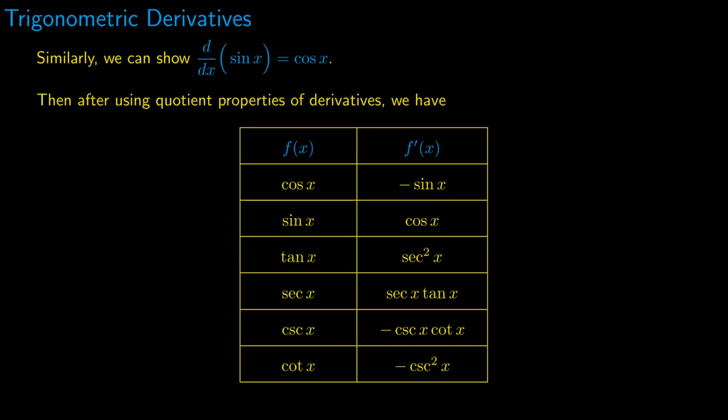And similarly, we can show that the derivative of sine x is equal to cosine x. And once we know the derivatives of sine and cosine, we can find the derivatives of all of the other trig functions using quotient properties of derivatives. And so, for example, the derivative of tangent x would be secant squared of x, or the derivative of secant x would be secant x times tangent x, and so on.